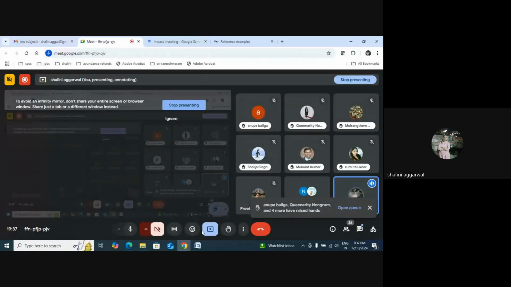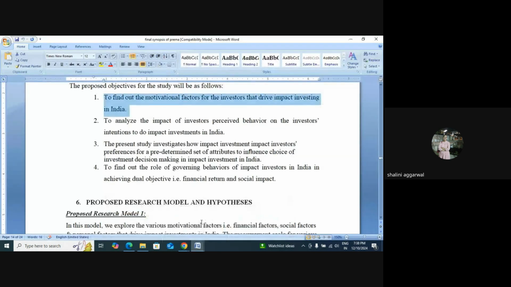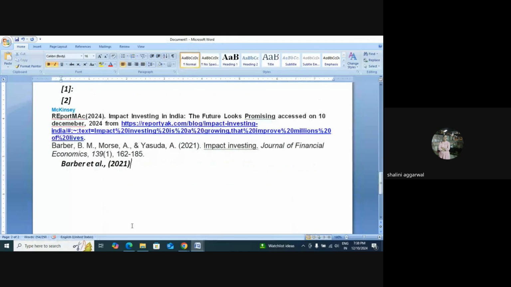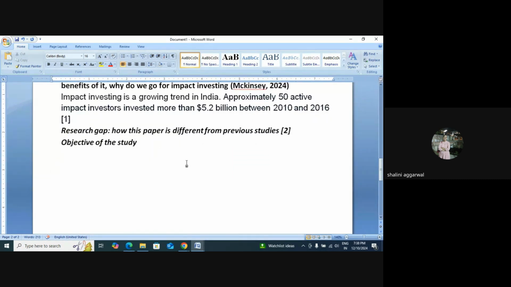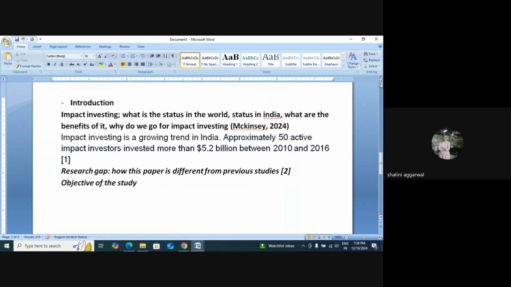Okay. So let's move to a different segment now. This is about the referencing style, right? Okay, so we were talking about the introduction part. When we talk about the introduction part, let's say the topic is impact investing. So you can write about the status of impact investing, status in India, world, what are the benefits of it, why do we go for impact investing, and write the in-text citation.